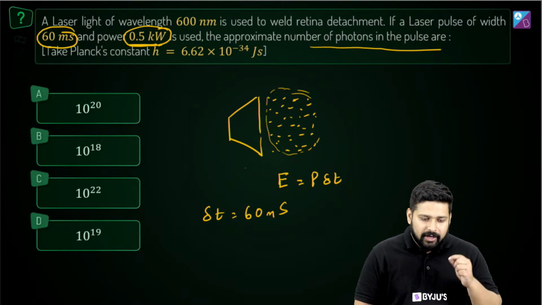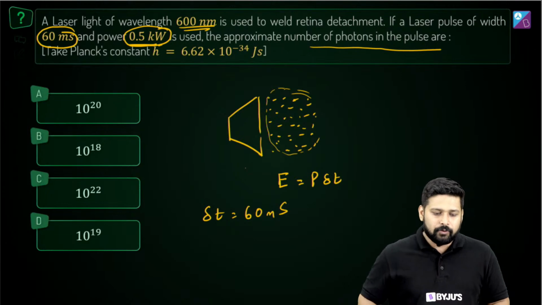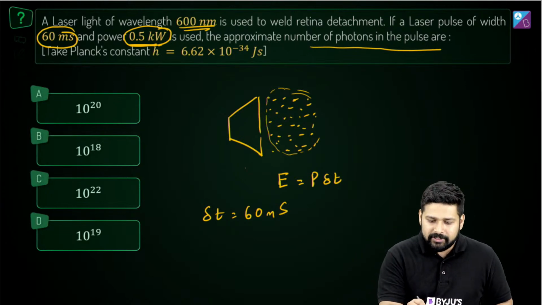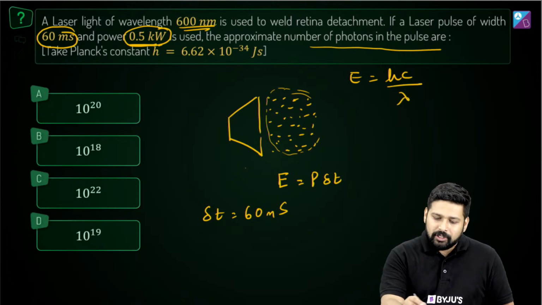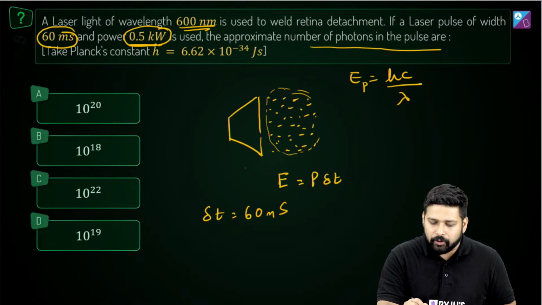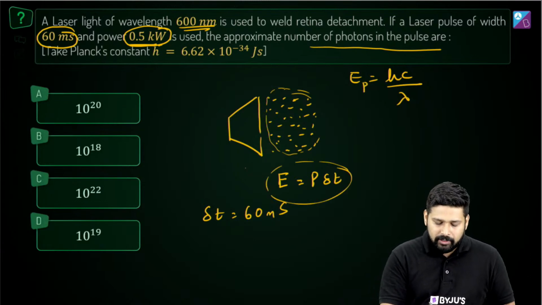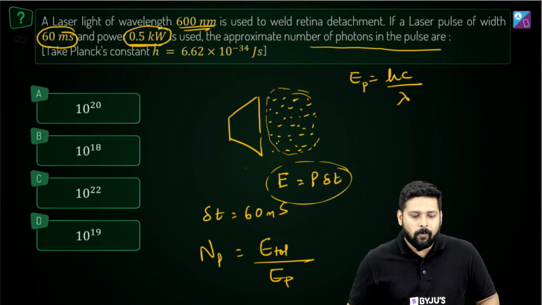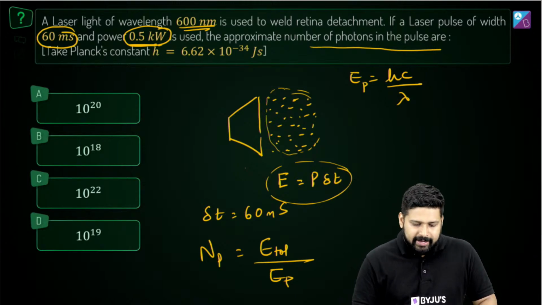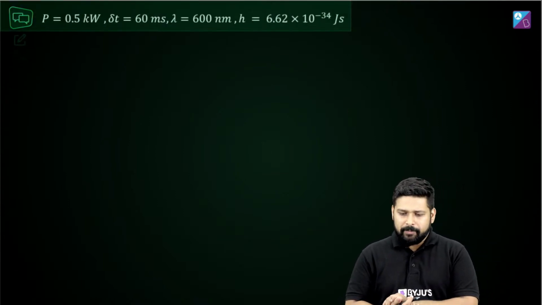And what is the energy of one photon? The wavelength is known. What is the energy of one photon? E is equal to hc by lambda. So what is the total number of photons? This is the energy of one photon, and this is the total energy. The number of photons will be E total divided by E of one photon. Done. Got it, guys? Did you understand what you have to do?